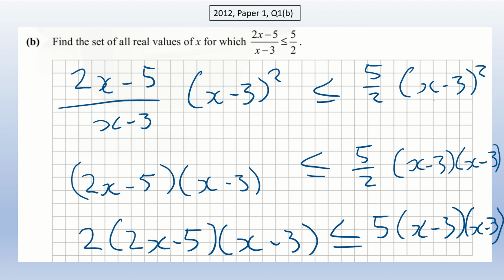Now, once you get to here, your job is just to multiply out brackets, bring everything over one side of the inequality sign, and I'd imagine you're going to have a quadratic there as well, so you're going to have to solve that. Let's jump to the marking scheme and see what's happening.